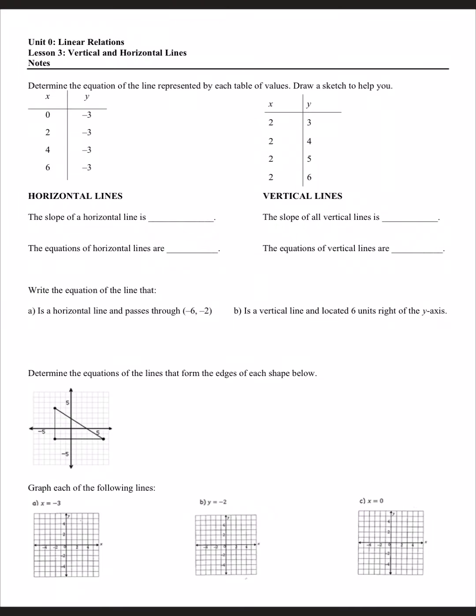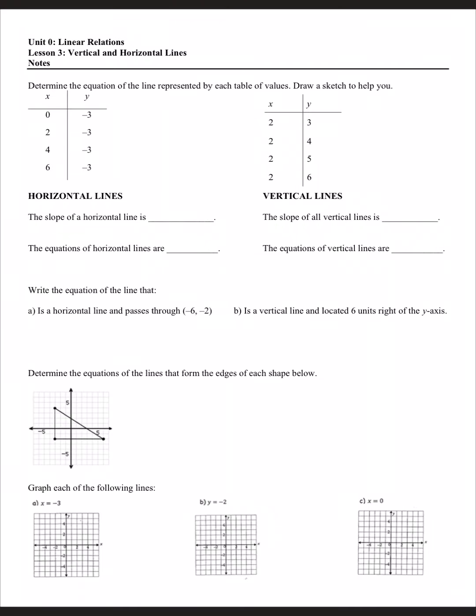So a short lesson today, and we've touched on vertical and horizontal lines a little bit earlier on in the unit, but we're just going to, again, take a look at what the coordinates look like for vertical and horizontal lines. If we're looking at a table of values, how does that then translate to a vertical or a horizontal line? So if we look at these tables of values, we're going to determine the equation of the line based on them. And we're going to draw a little sketch just to help us see what these really look like.